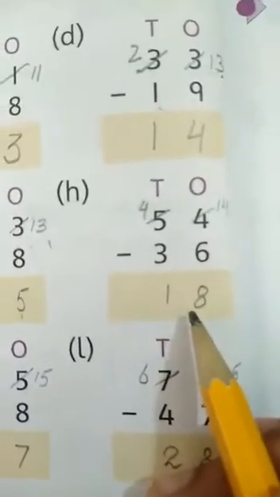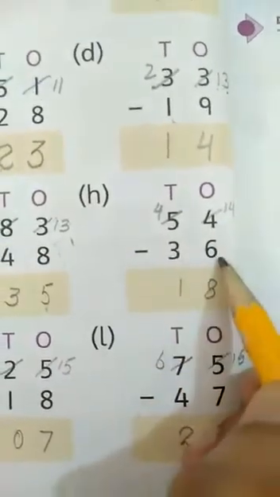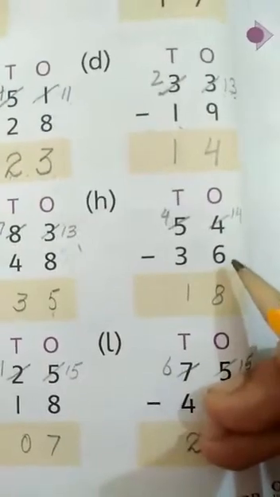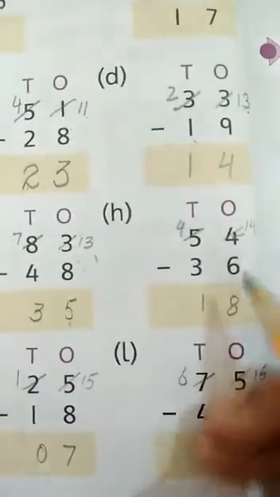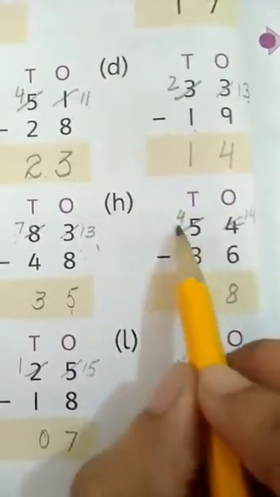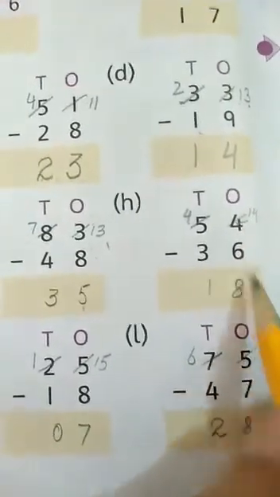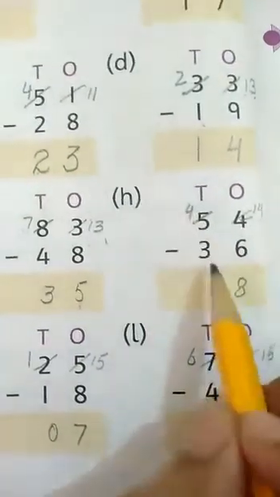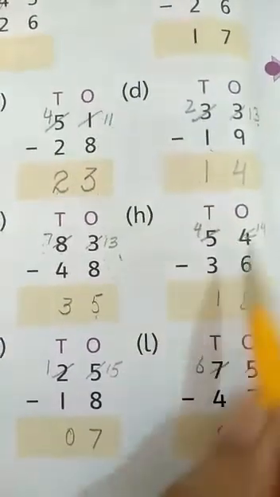On question number H, 54 minus 36. So students, we cannot subtract 6 ones from 4 ones. So we can borrow 1 from tens column. So when we borrow, 5 becomes 4 and 4 becomes 14. So 14 minus 6 is equal to 8 and 4 minus 3 is equal to 1. So now we have 1 tens and 8 ones is equal to 18.